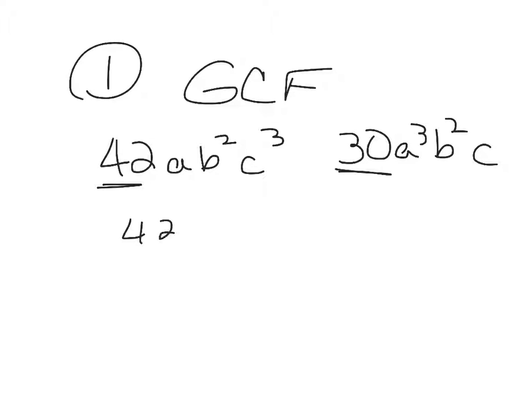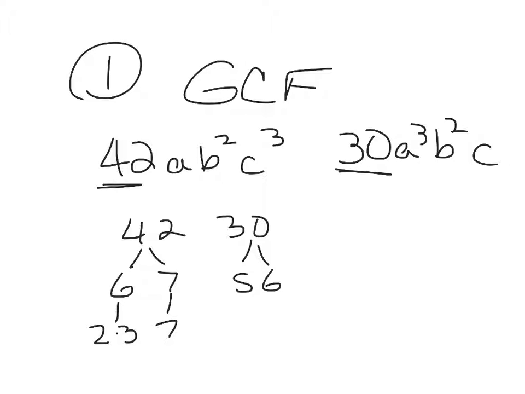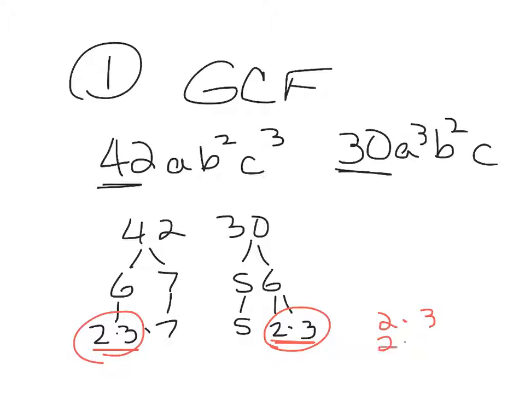So if I did 42 and 30 and I did a tree, 6 and 7, 5 and 6, it doesn't matter what you start with. Just remember, you're going to keep breaking it down until it's prime. And then remember, you're going to look for the ones in common, and you notice how the only thing they have in common is 2 times 3. So then you would look for the smallest exponent, so it'd just be 2 times 3. So between 42 and 30, the greatest common factor is 6.